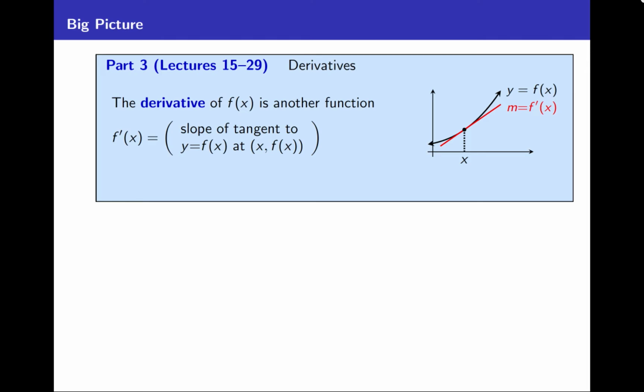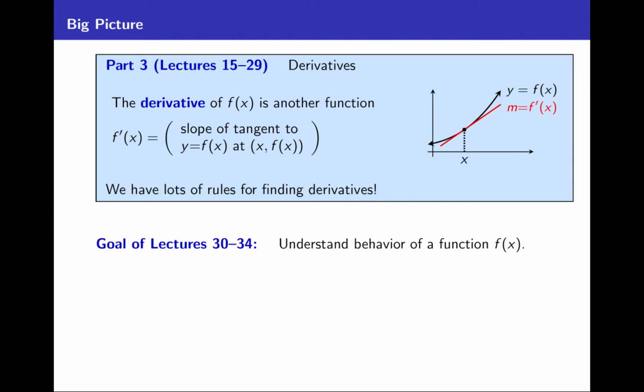Before beginning, let's pause to reflect on where we are in the course. Most recently in part 3, which was lectures 15 through 29, we learned about derivatives. The derivative of a function f of x is another function, f prime of x, which gives the slope of the tangent line to the graph of f of x at the point x. And in part 3, we learned lots of rules for computing derivatives. Beginning today, we'll start to put that knowledge to work with applications.